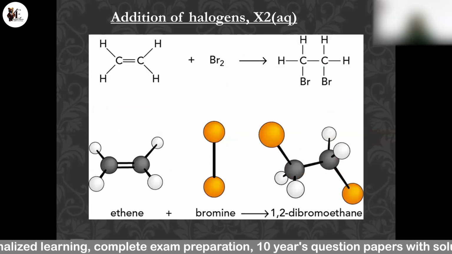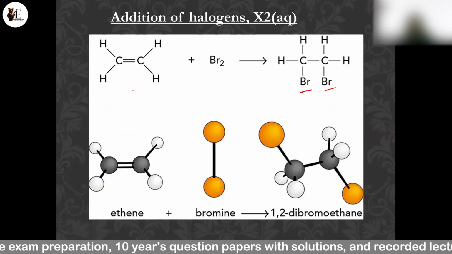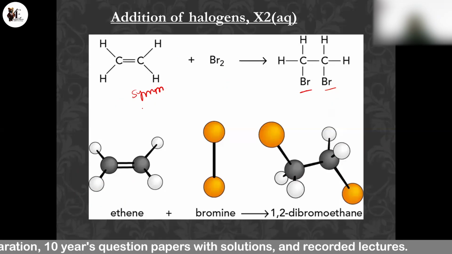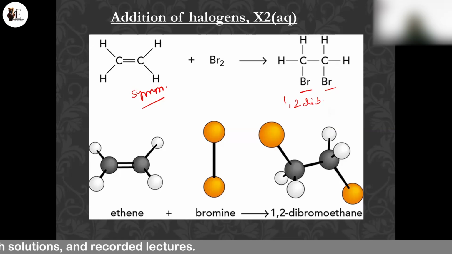Okay, now when bromine is added to an alkene, at one carbon you have bromine, and at another carbon you have bromine, since it is symmetrical. So at any carbon add bromine, at any carbon add bromine. So we get 1,2-dibromoethane.